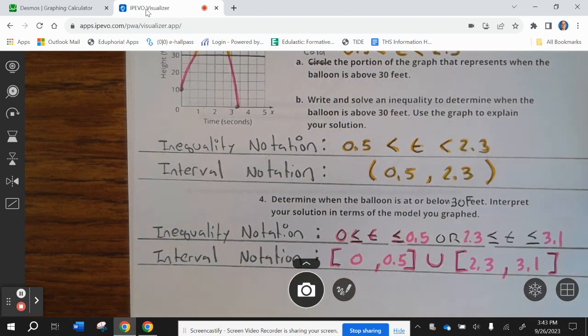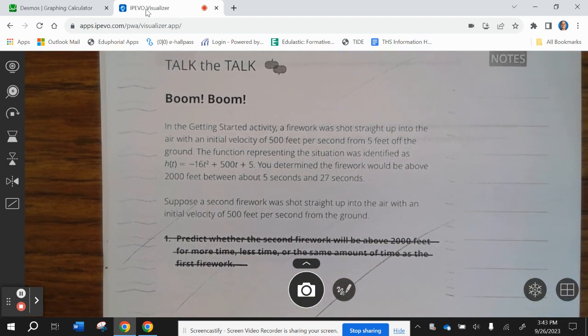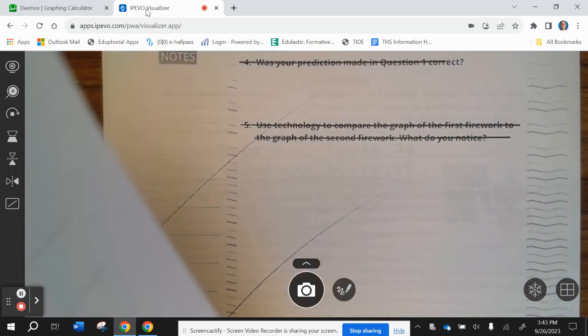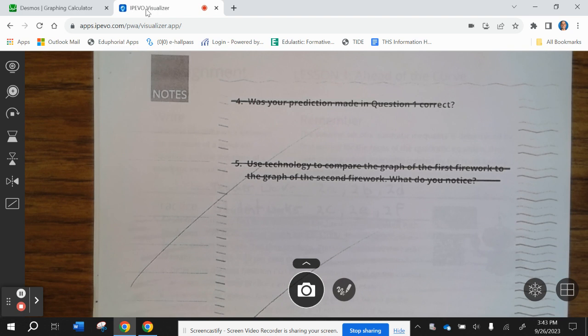All right, let's take a look at the next page. All right, mark off this page. We're not going to do anything on this page. Also mark off this page. We're not going to do anything on this page.